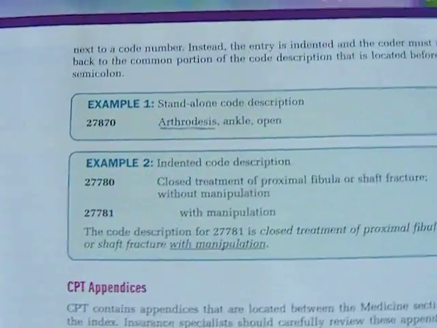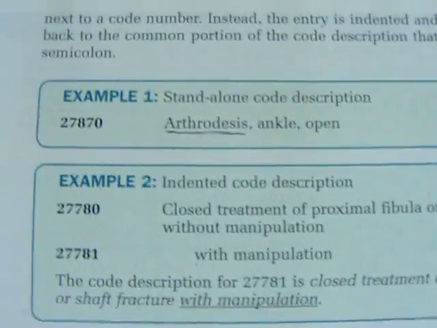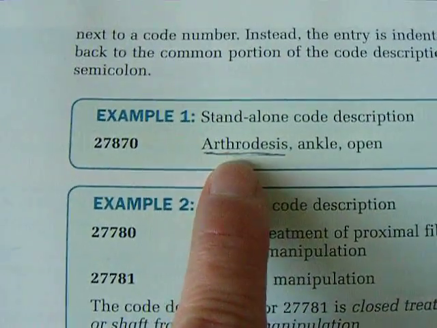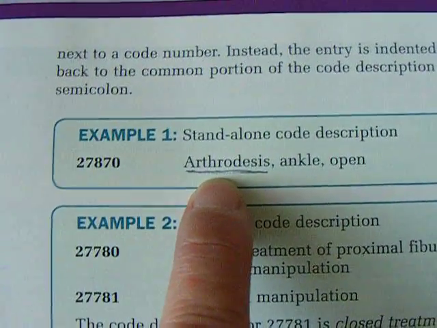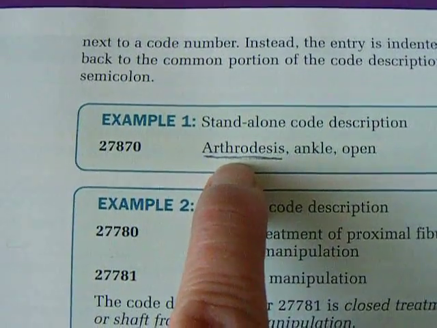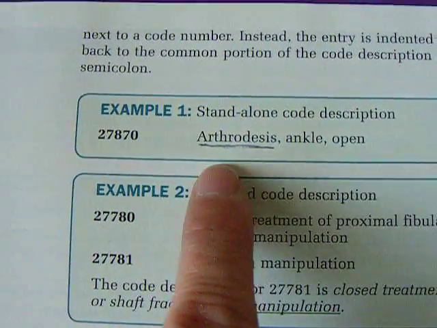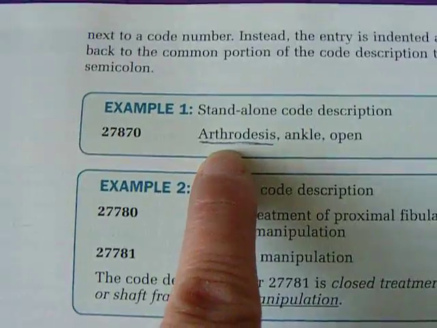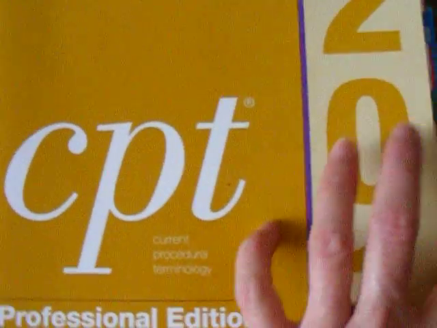In this case, we would be looking up arthrodesis ankle open. And as you can see, I've underlined the main term because this is the procedure, not the location. We want to look up the main term as the procedure. And so we're going to go to the CPT coding manual.